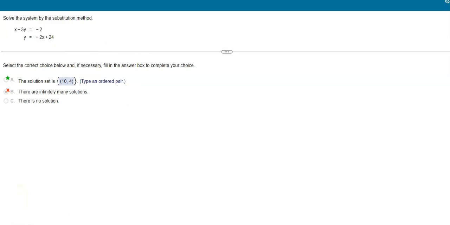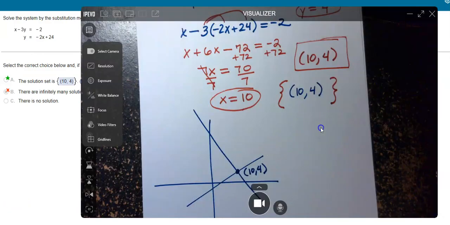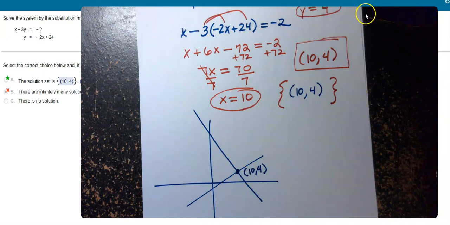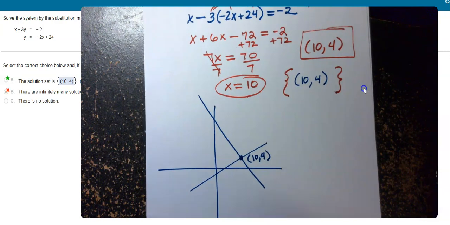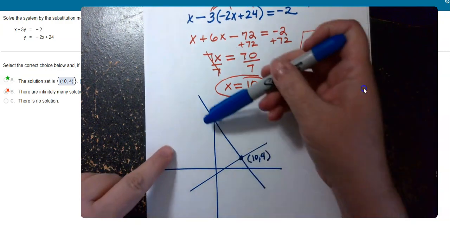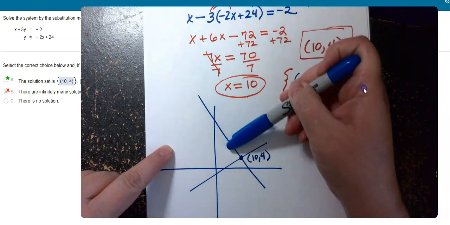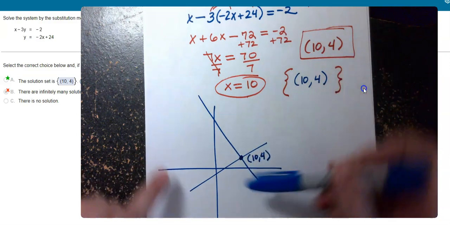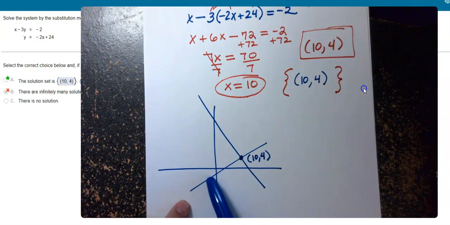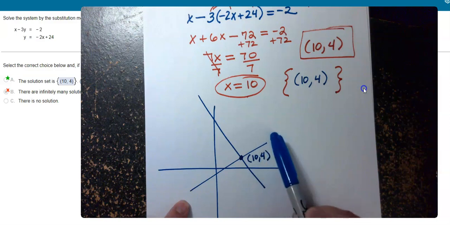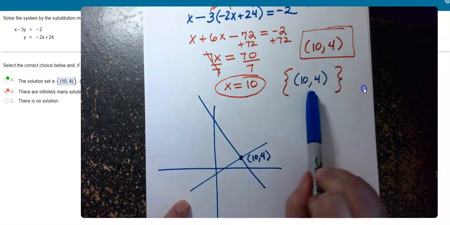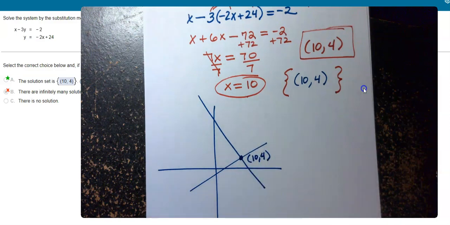Turns out I can't go to Desmos right now, so I apologize for promising something I can't deliver. But I can give you a rough sketch of what this would look like. In other words, and this is a very rough sketch, you have two lines. This line is like y equals negative 2x plus 24. This line is like x minus 3y equals negative 2. They meet at one point, and that point is (10, 4). So that's just an idea of what the (10, 4) represents.